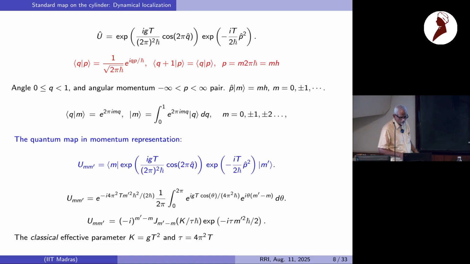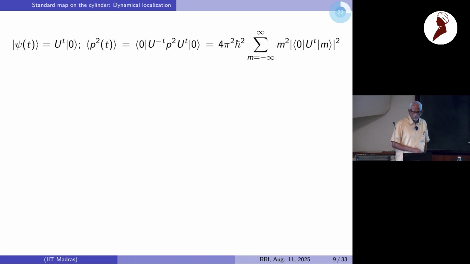There's increased complexity in this object. This was actually the first important quantization done, I would say, in the late 1970s, and the early experiments were done on this, both numerically as well as experimentally. So we have an initial state, it could be a momentum state.